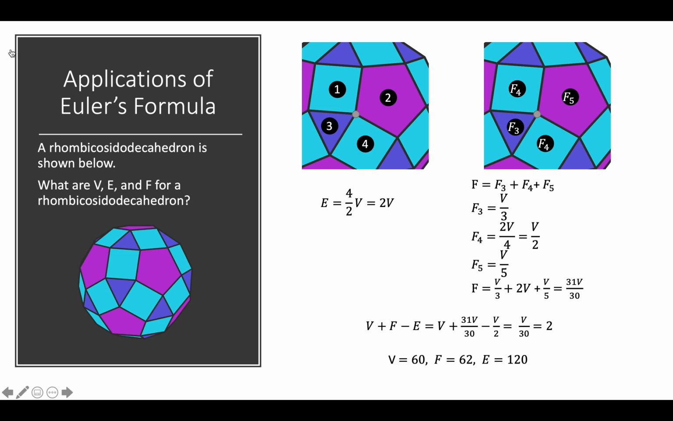Well, we have E as a function of V, so we just plug 60 in for V, and that's 2 times 60, which is 120, so we have 120 edges, and the same thing for faces. 31 times 60 divided by 30 equals 62.